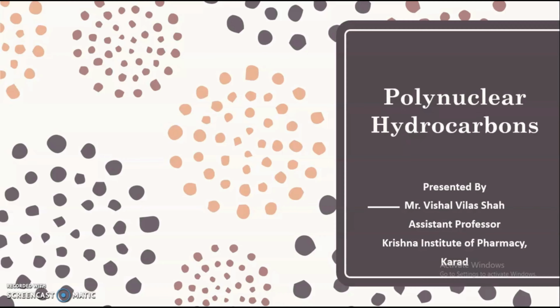As you know, in the previous video we started with the methods used for the preparation of naphthalene in this chapter, that is, the polynuclear hydrocarbons.